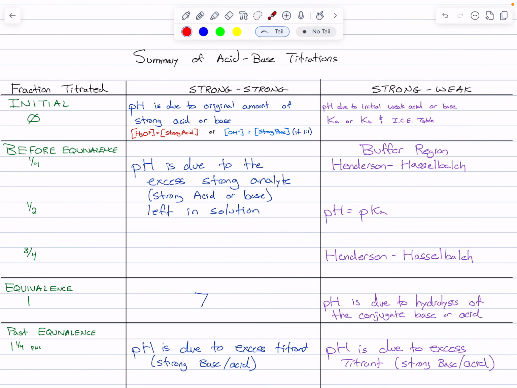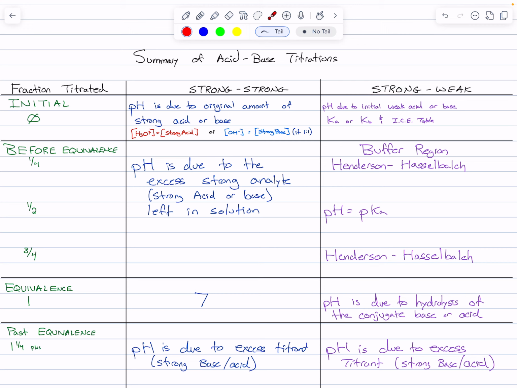Hey guys, welcome back. We're going to do a quick little video just to summarize all the titrations so that we get everything down and hopefully it's rock solid. And so we're going to have the fraction titrated: strong acid, strong base, and strong acid or strong base with weak acid.